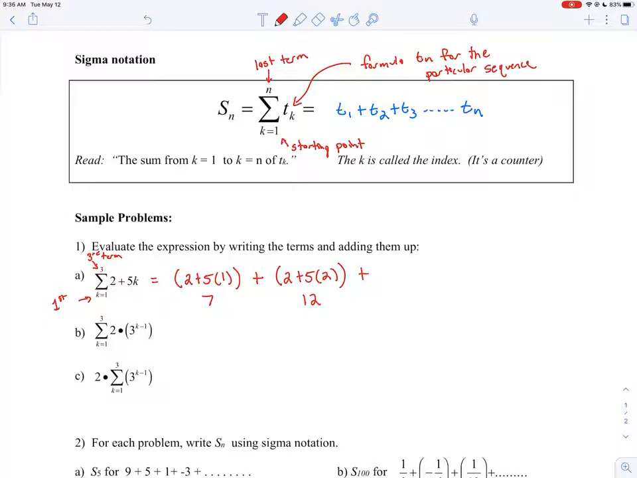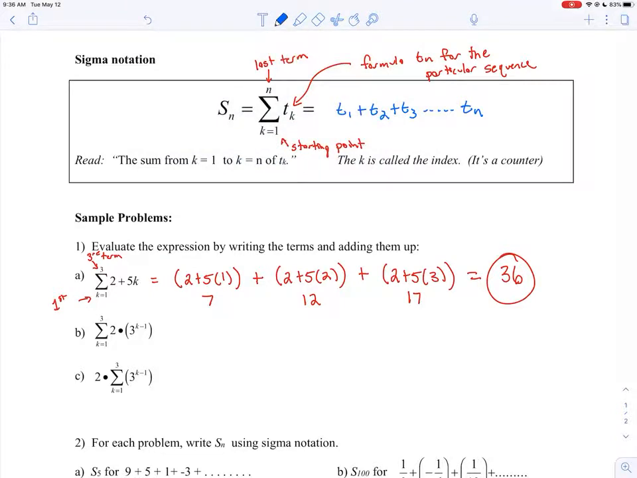Plus, we only want to add 3 of them together. So 2 plus 5 times 3. We add that in. We obviously get 17 for that. So the sum of all of these, if we add up the 7, 12, and 17, that is 36. So the sigma notation summarizes the problem. The actual sum of the first 3 terms is 36. Let's just do 1 or 2 more to get the hang of this a little bit.